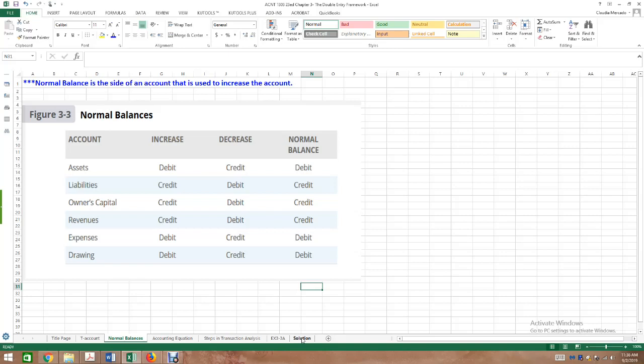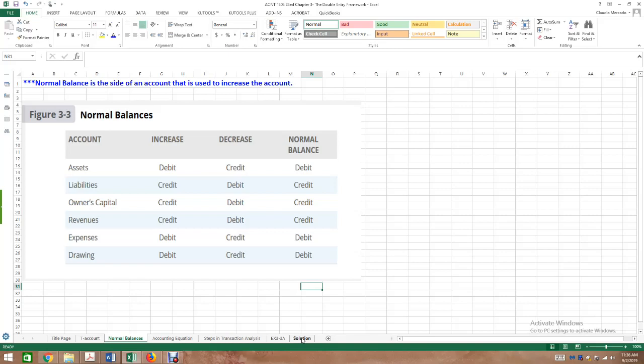Make sure that you know the normal balances of each of the accounts. When I refer to the normal balance, that is the side of an account that is used to increase the account. I'm interested in knowing, if I need to increase any of these accounts, what do I need to do? Do I need to debit it or do I need to credit it?